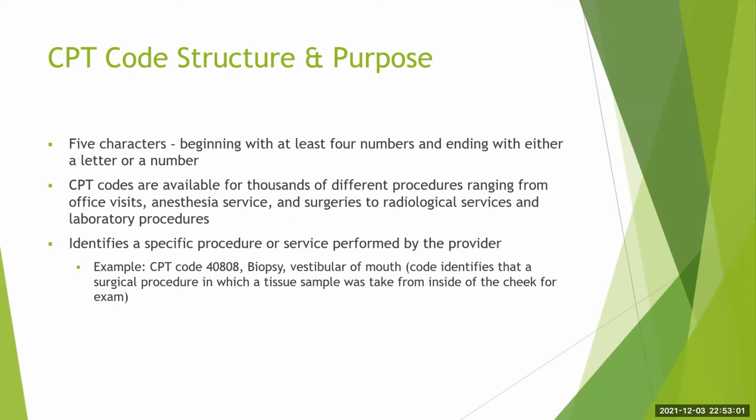CPT Code Structure and Purpose. CPT codes are 5 characters in length, beginning with at least 4 numbers and ending with either a letter or a number. The majority of CPT codes are entirely numeric. Unlike ICD-10 CM codes, CPT codes never change in length. They will remain 5 characters no matter how detailed the reported healthcare procedure is. Each CPT code identifies a specific procedure or service performed by the healthcare provider.